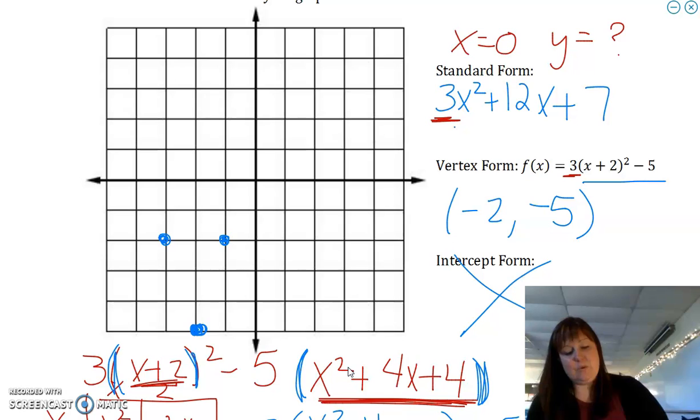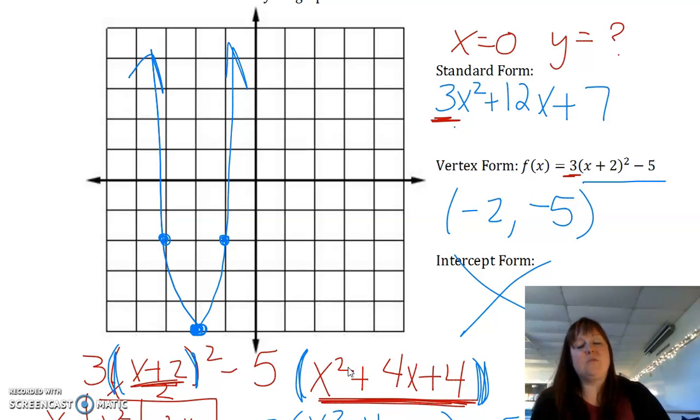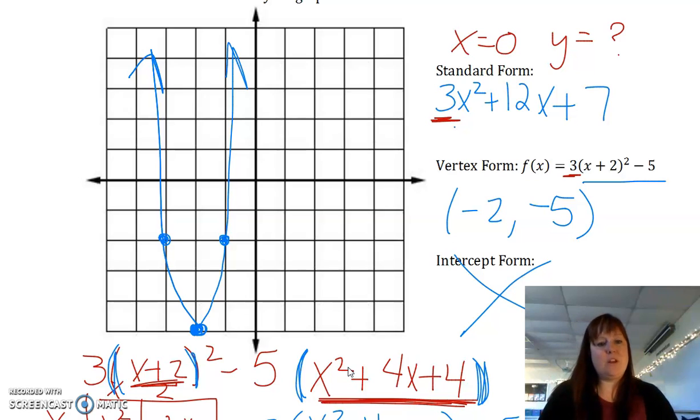We'll just connect these points. It's a super skinny parabola, but it's supposed to be, right? Because that a value of 3 tells us that it's really stretched. It's really skinny. So that's that. I will do a couple more videos with the rest of the problems.